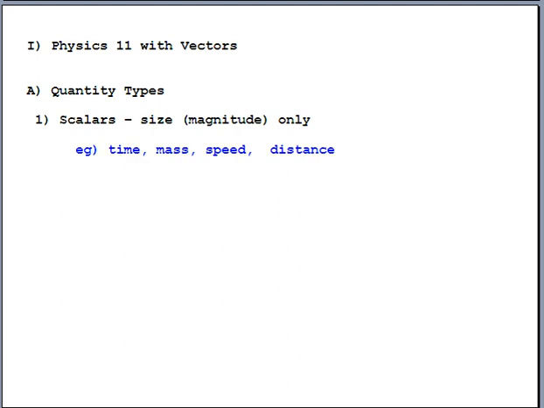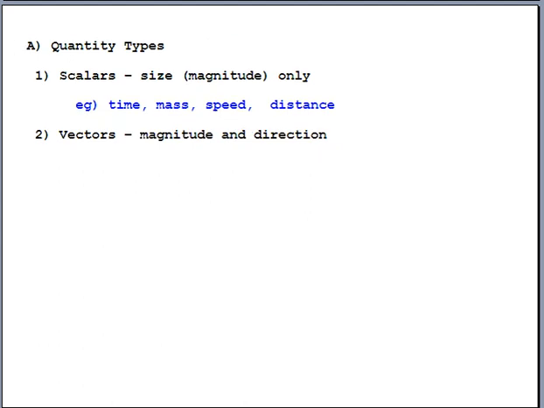So here are some examples of some scalars that we would have used in Physics 11. All of these things, time, mass, speed, distance, they all have size. You can talk about how big they are, but they don't have any direction like north, south, east, or west. That's what makes them a scalar. Now the last 2 there, speed and distance, we're going to talk about them a little bit more because we spent quite a bit of time in Physics 11 talking about how they relate to velocity and displacement. Okay, just scrolling up here a little bit.